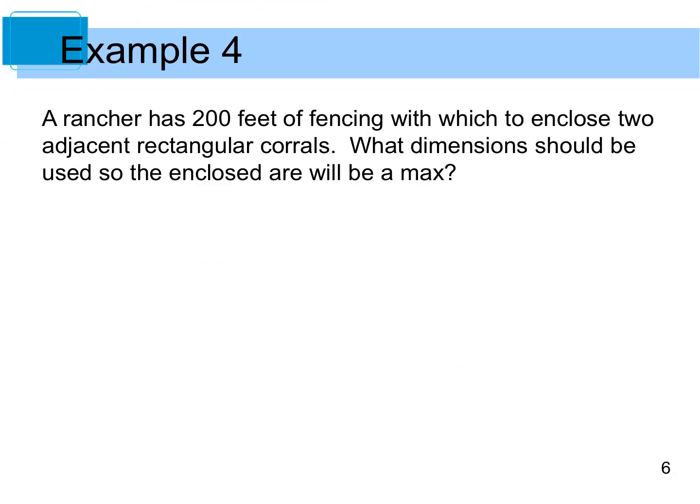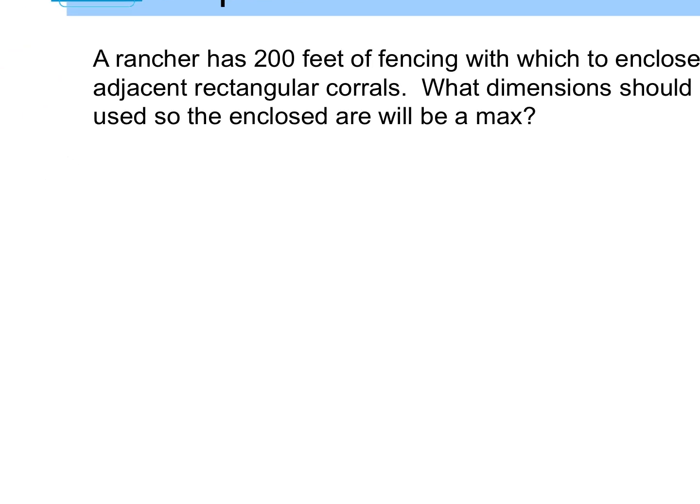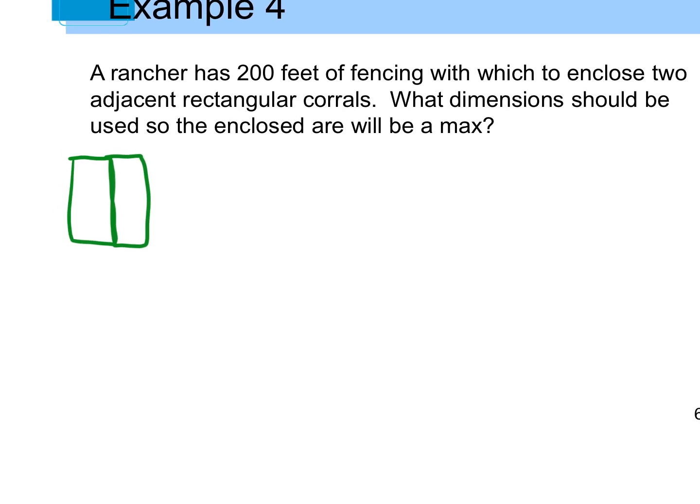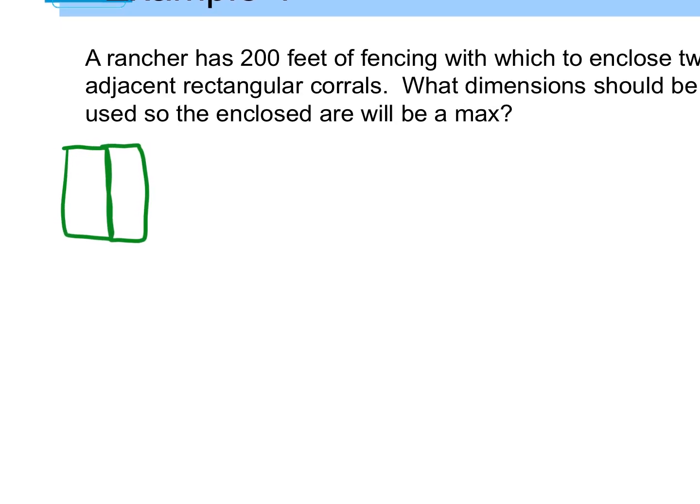So a rancher has 200 feet of fencing with which to enclose 2 adjacent rectangular corrals. So let's draw that first. We've got 2 rectangular corrals that are next to each other. What dimension should be used? So the enclosed, this should be area. It's missing an A. The enclosed area will be a maximum.